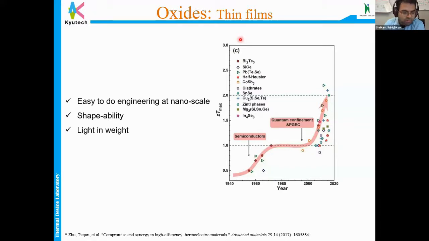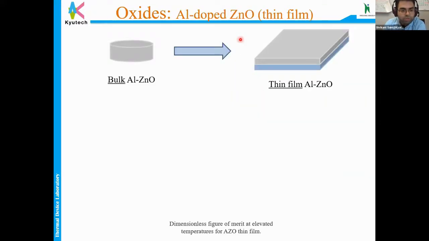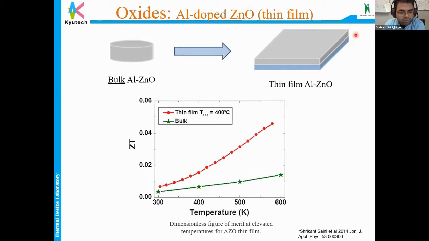So what do I mean by using the thin film here? Suppose you have a bulk material which you can transform into a thin film. Here I give a very quick example of aluminum doped zinc oxide. This is an N type material. We had a pellet, we made a thin film of this material, and we got a very promising result: the ZT of the thin film is enhanced almost 5 times just by transforming to the thin film approach. This is one of the results we got at that time.